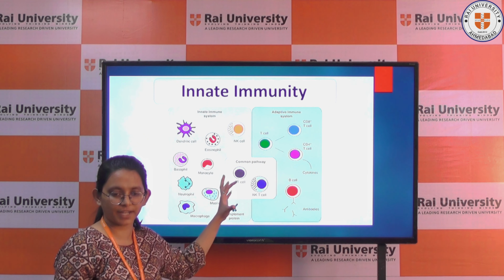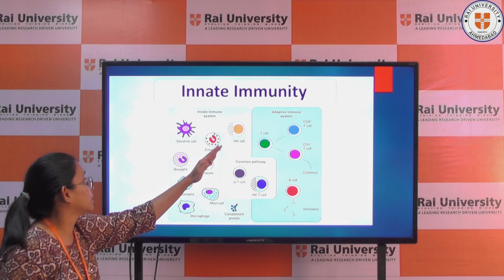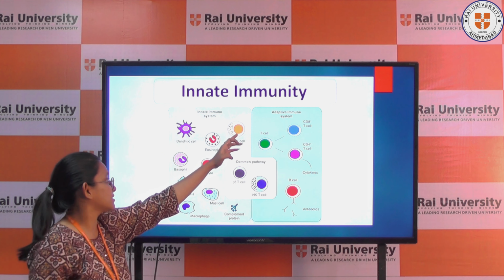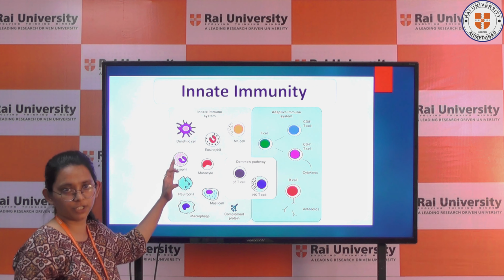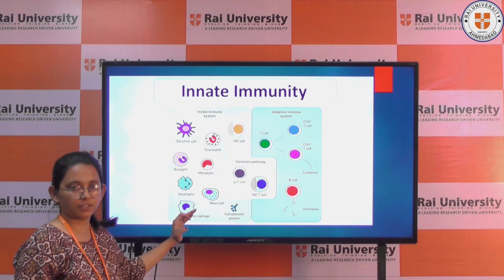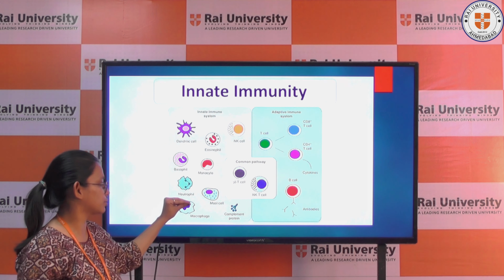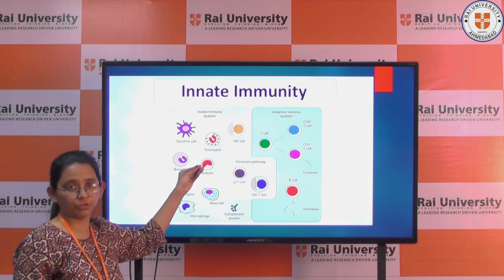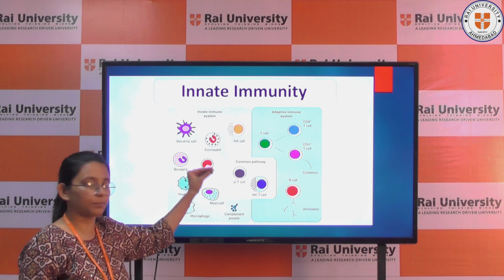Now, this is the diagram of the innate immunity. In this innate immune system, we have dendritic cells, NK cells, eosinophils, basophils, monocytes, neutrophils, mast cells, and macrophages. These are the white blood cells of the immune system. These are present for the innate immunity, which we get from birth.